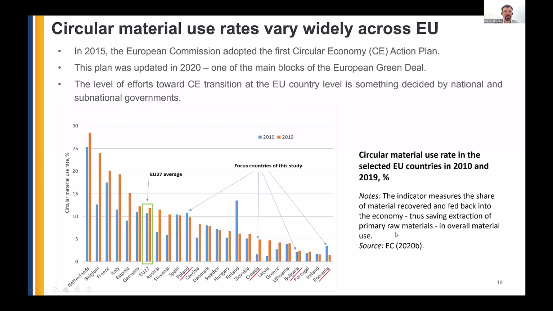On this slide, you can see circular material use rates across countries in the European Union, and also the 4 countries of our focus, highlighted in red: Poland, Croatia, Bulgaria, and Romania. As you can see, all 4 countries have circularity rates below the EU average, right? And some of them managed to achieve progress. These are changes between 2010 and 2019. For instance, Croatia has improved quite substantially. So did Bulgaria, but Romania and Poland did not achieve much progress over these years. And in the case of Romania, circularity rates have actually declined over these 9 years.